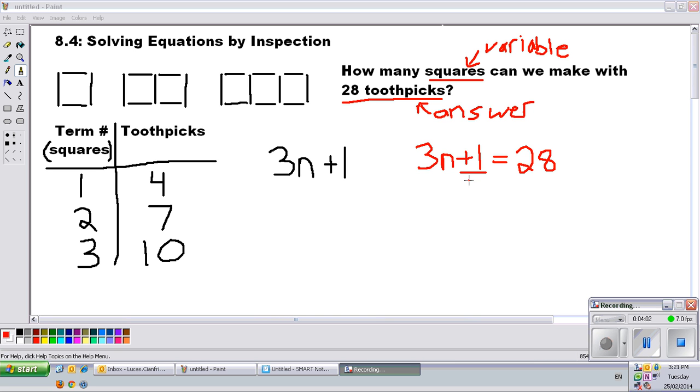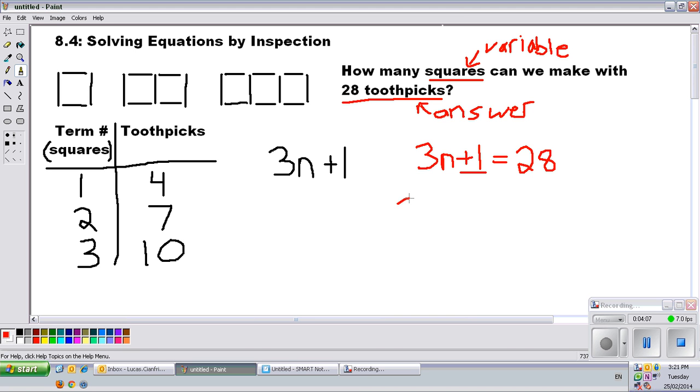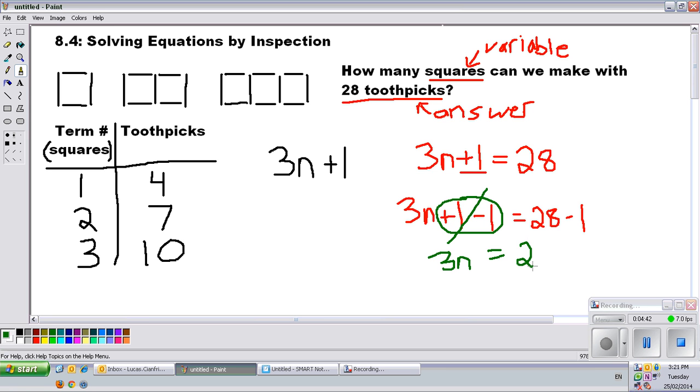In order to cancel out the plus 1, whatever we do to the left side, we can do to the right side. So if we were to put 3n plus 1, subtract 1, equals 28, subtract 1, we can see that the positive 1, the plus 1 and the subtract 1 will cancel out and give us 0. And all you are left with is the 3n, and 28 subtract 1 would give you 27.